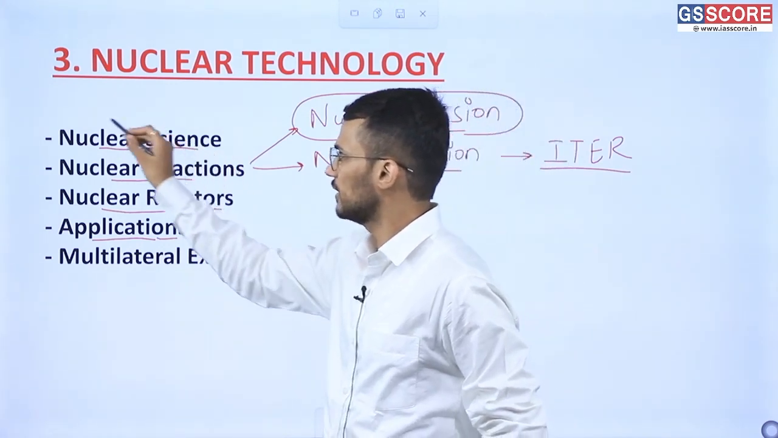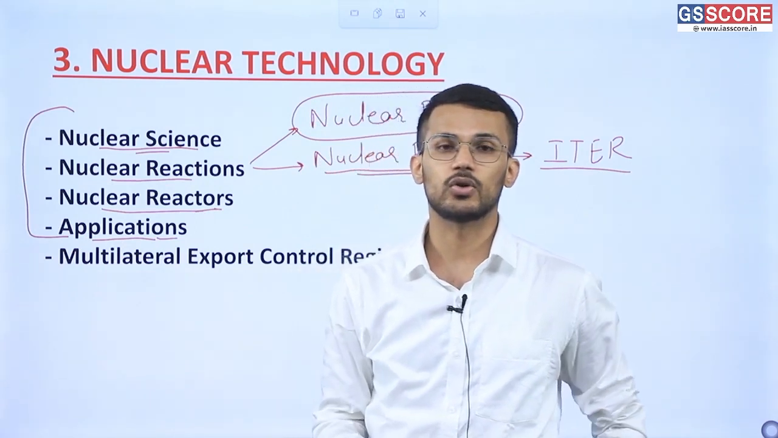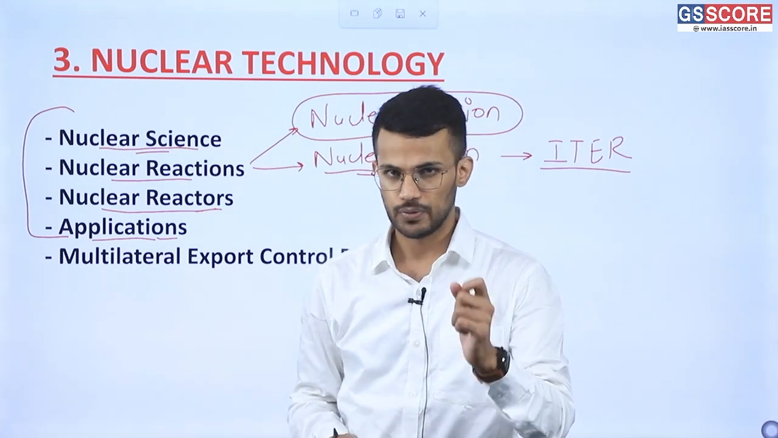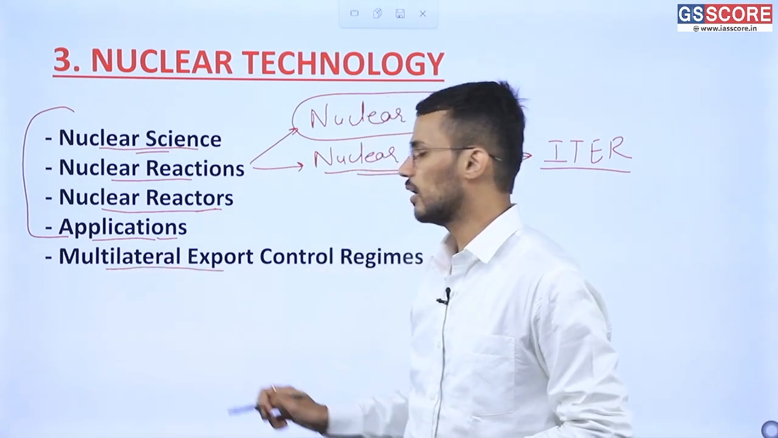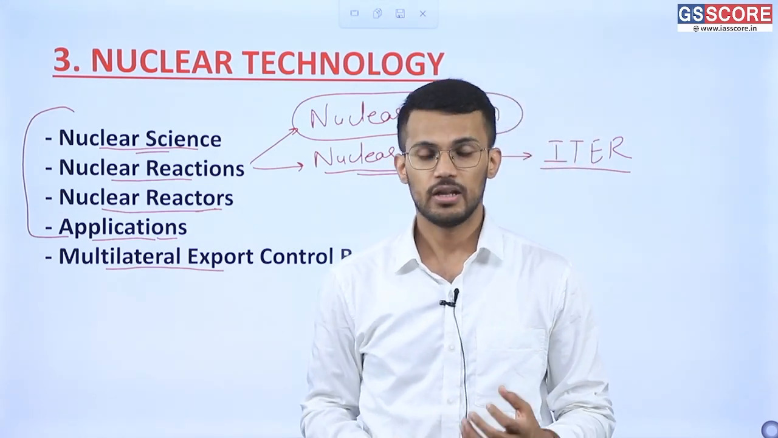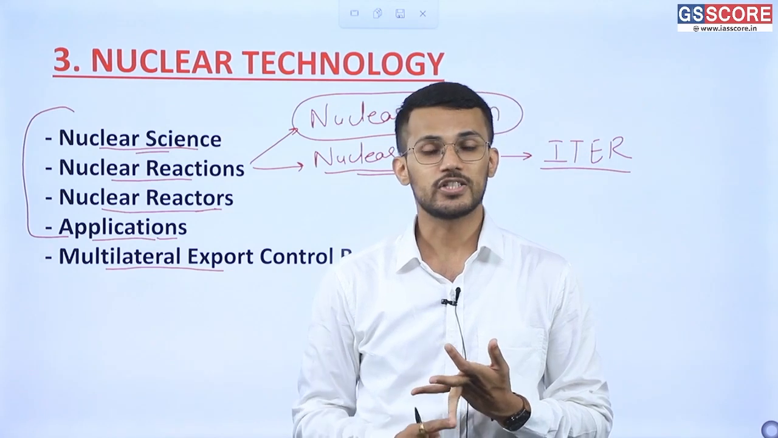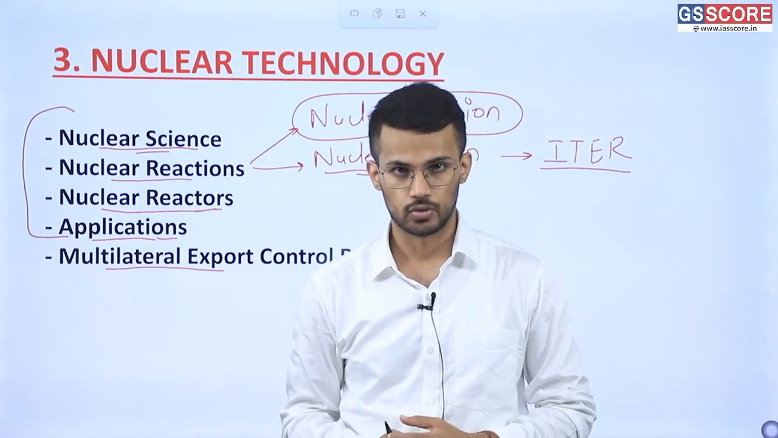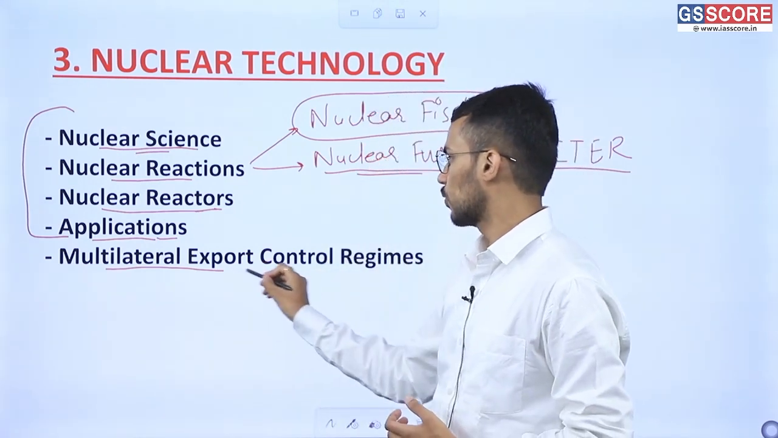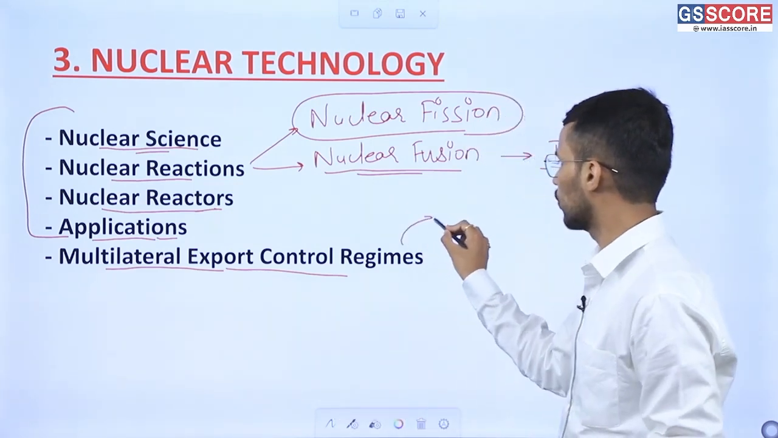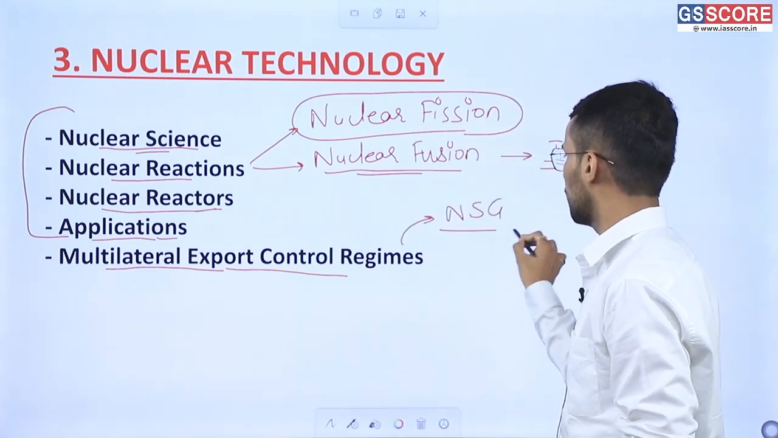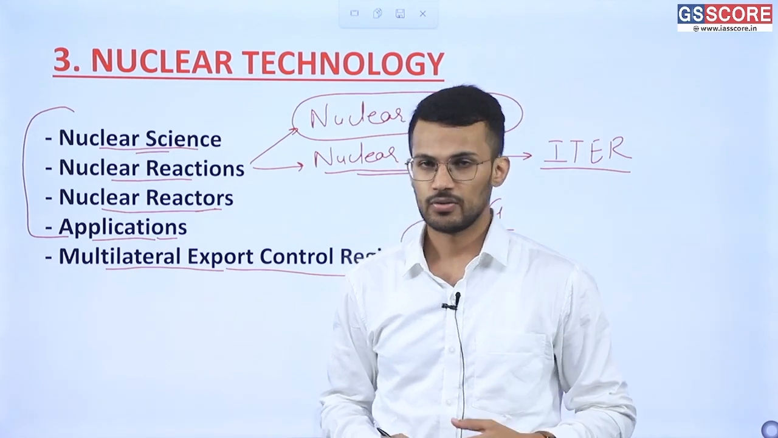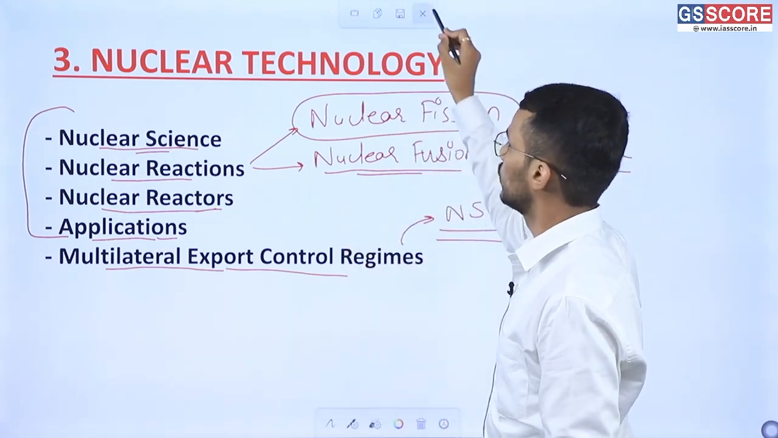And lastly, apart from the technology related aspects, we should also discuss the diplomatic aspects of nuclear technology, where our focus will be on multilateral export control regimes like the Nuclear Suppliers Group, Wassenaar Arrangement, MTCR, Missile Technology Control Regime, and Australia Group. Our primary focus will be on the Nuclear Suppliers Group, because this is the export control regime of which India is not a member. These are the different topics under nuclear technology.